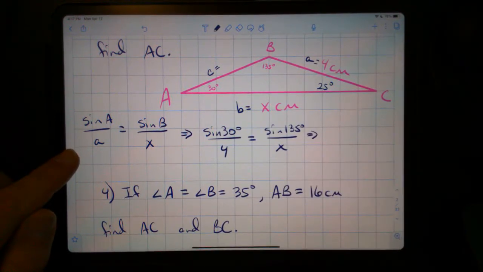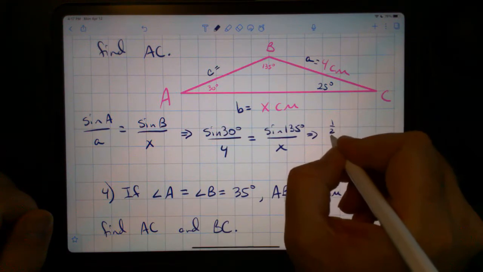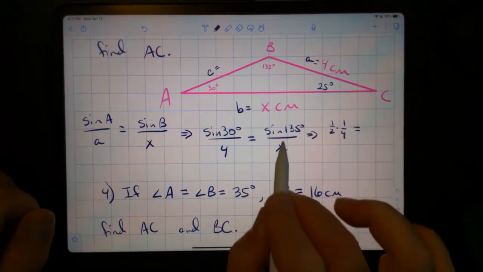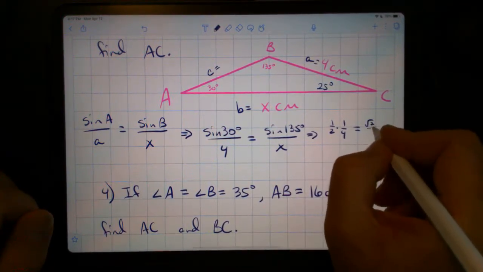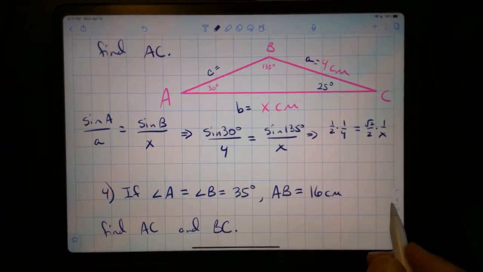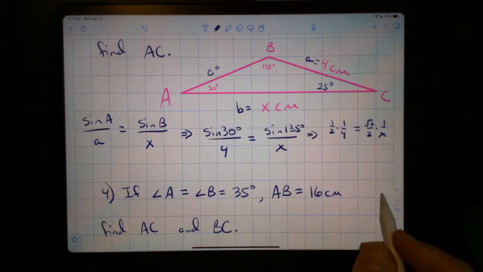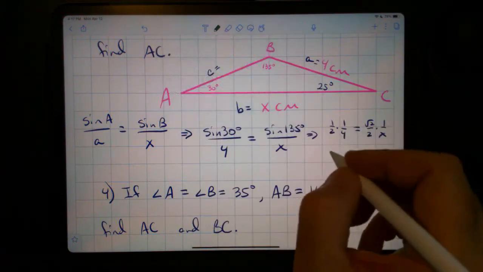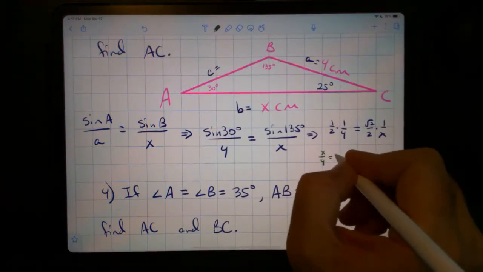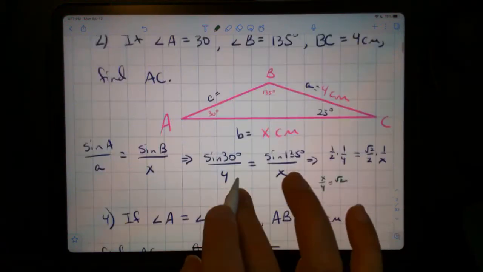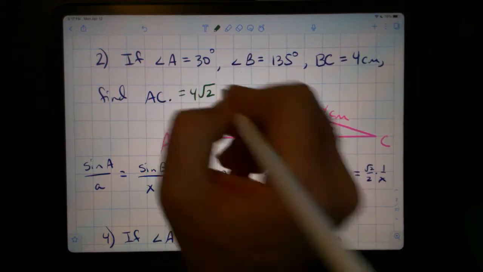Sine of 30 degrees is 1/2. So 1/2 divided by 4 is equal to, this is going to be radical 2 over 2 times 1 over x. Multiply everything by 2x. This gives us x over 4 is equal to radical 2, so that x is equal to 4 radical 2. And include your units.